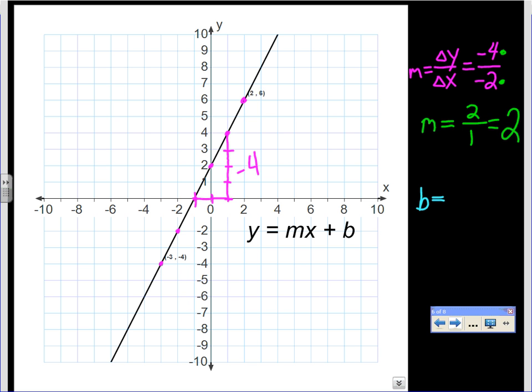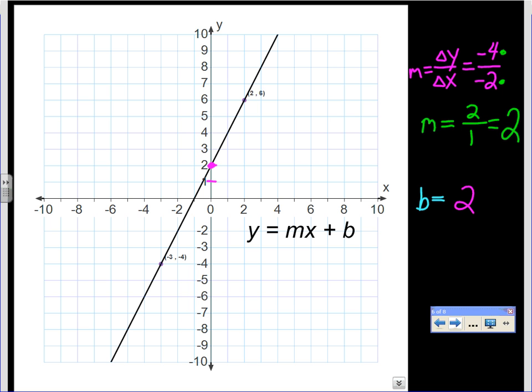Our next step is to calculate our y-intercept. Let's go ahead and get rid of this stuff for slope. And our y-intercept is the point that I left on the graph. It looks like it's a positive 2. We will put that over here beside our y-intercept.